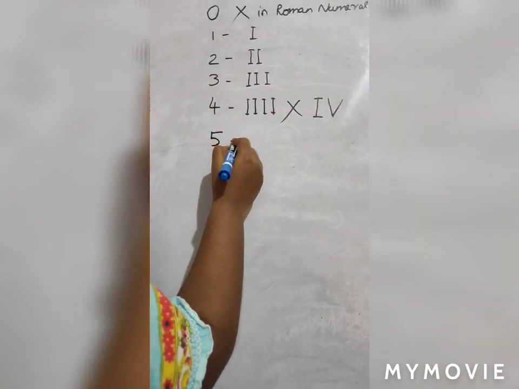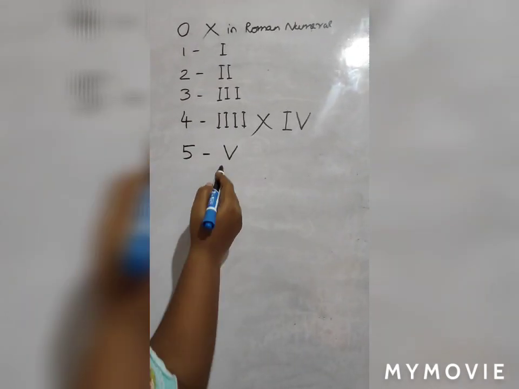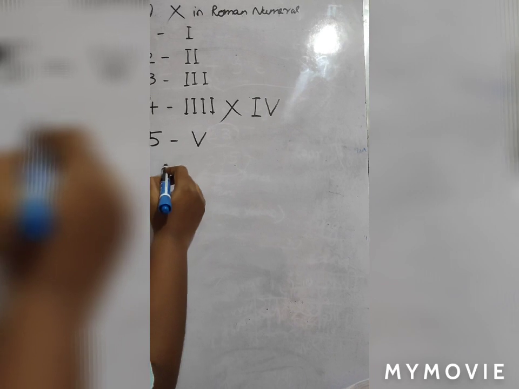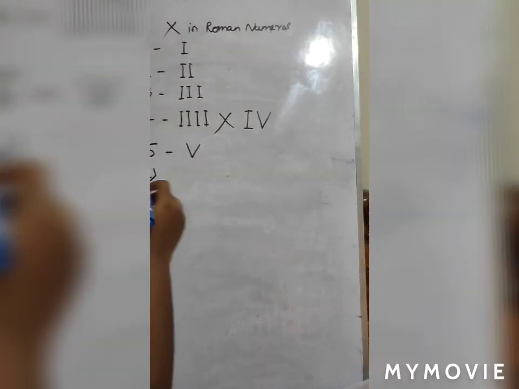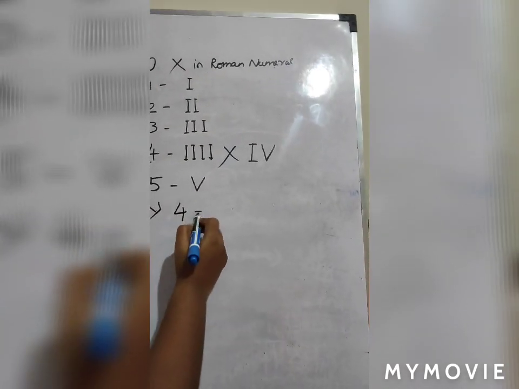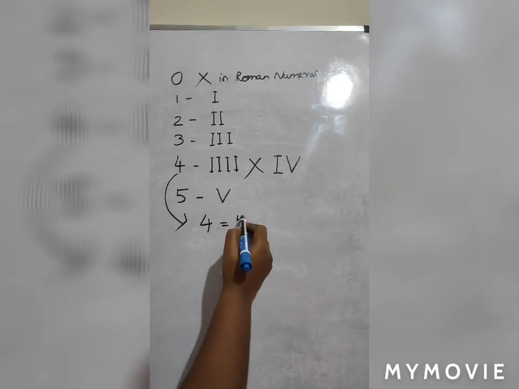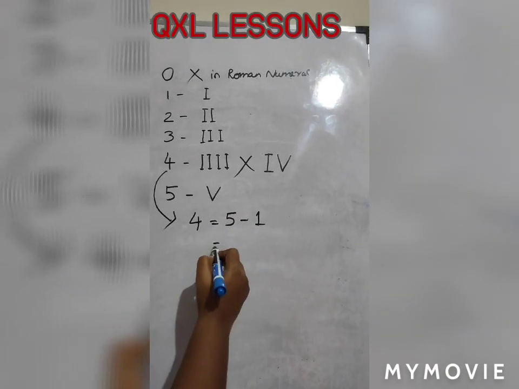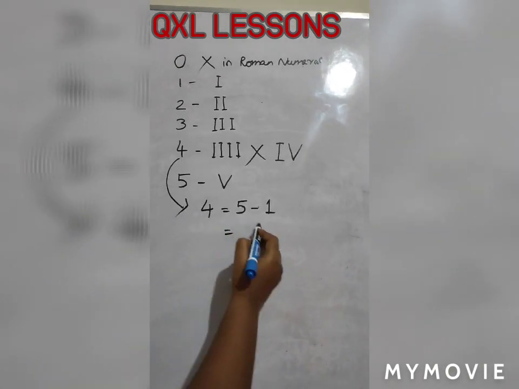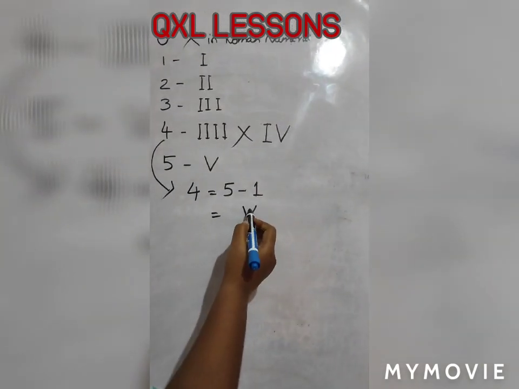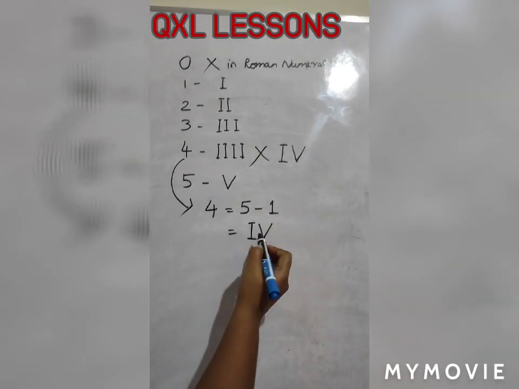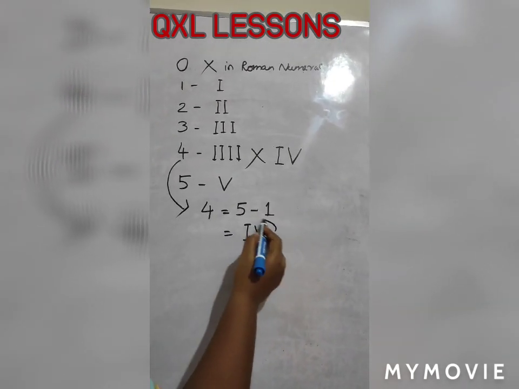Now 5, we already know it's written as V. So now here we'll use a subtraction method. So 4 can be written as 5 minus 1. Okay. So now we know that 5 is denoted by V and we have to subtract 1. So 1 is I, so I'll write it before V. So this is how we write the number 4.